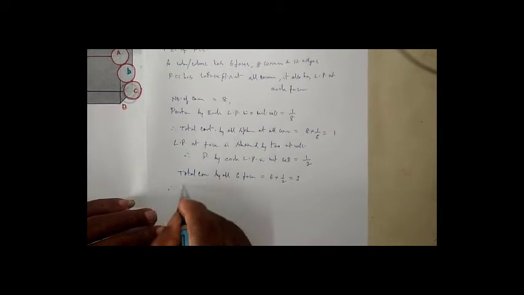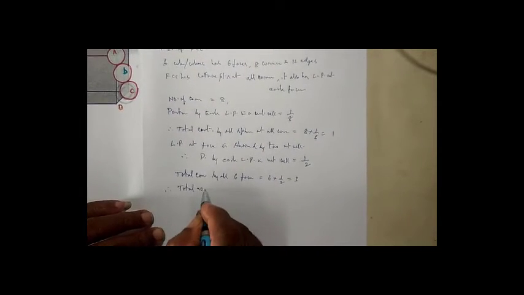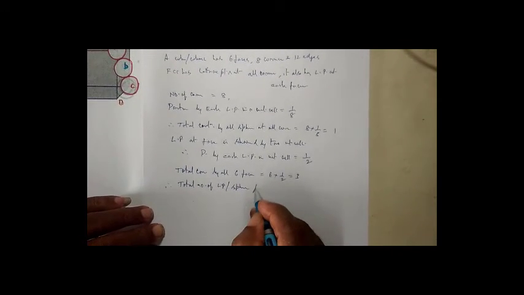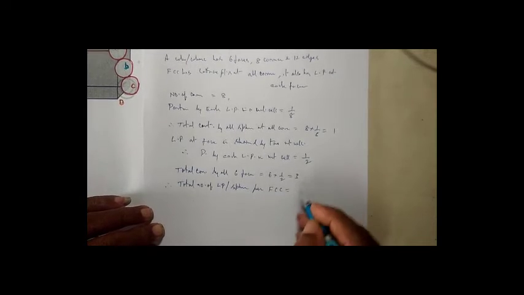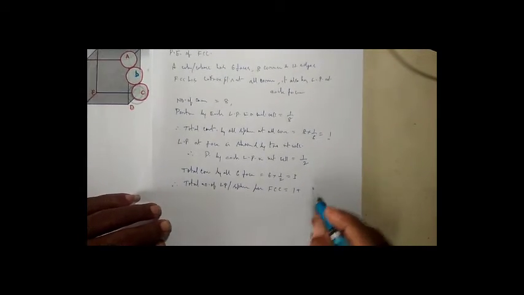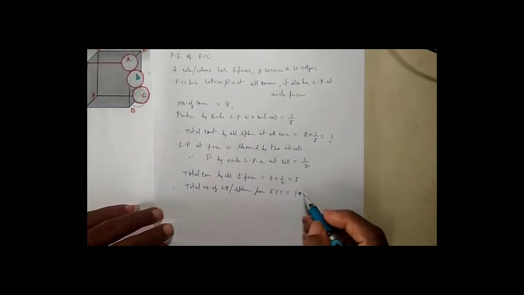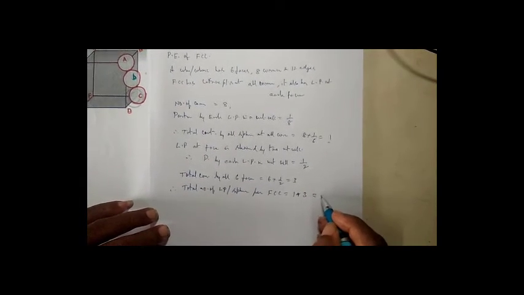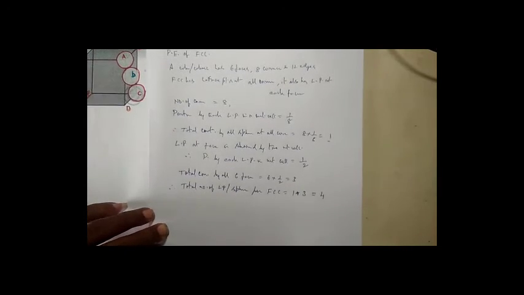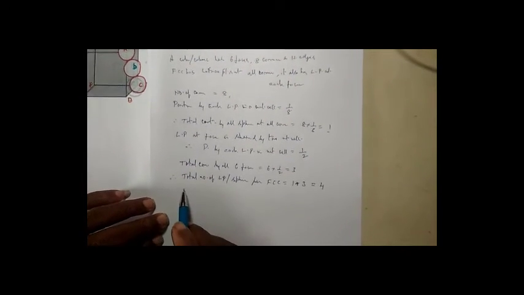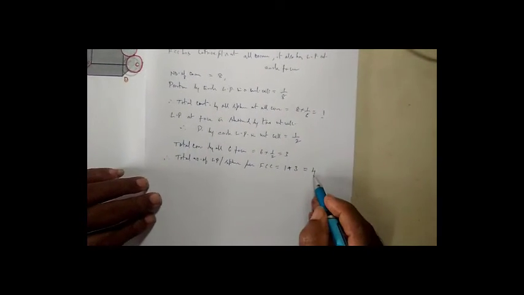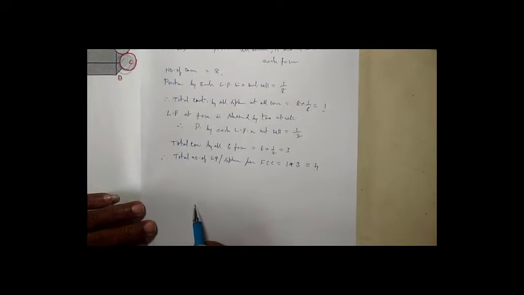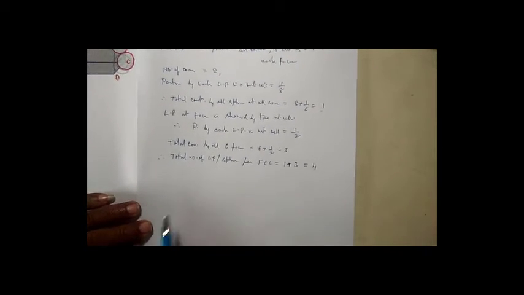Therefore, the total number of lattice points or spheres per FCC is equal to 1, that is one sphere or one lattice point from all the corners and 3 spheres or 3 lattice points from all the faces. Therefore, 1 plus 3 equal to 4. Thus, a FCC unit cell has 4 spheres per unit cell. Now, let us calculate the packing efficiency depending on this.